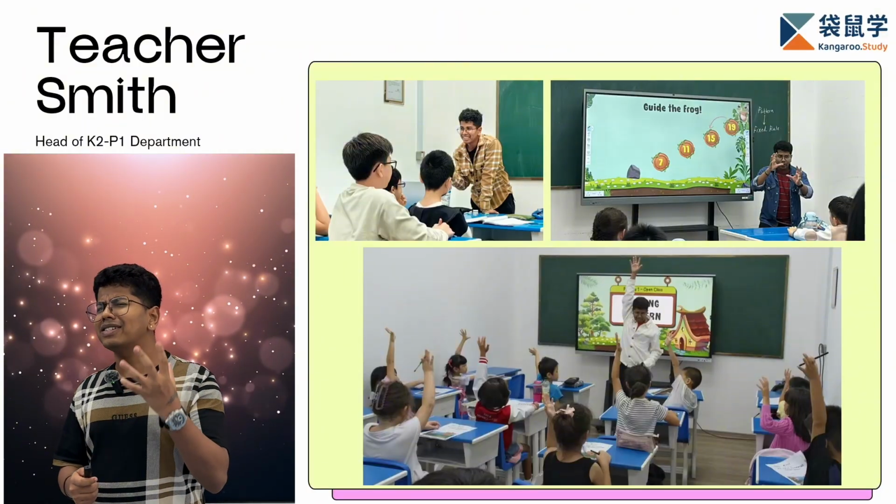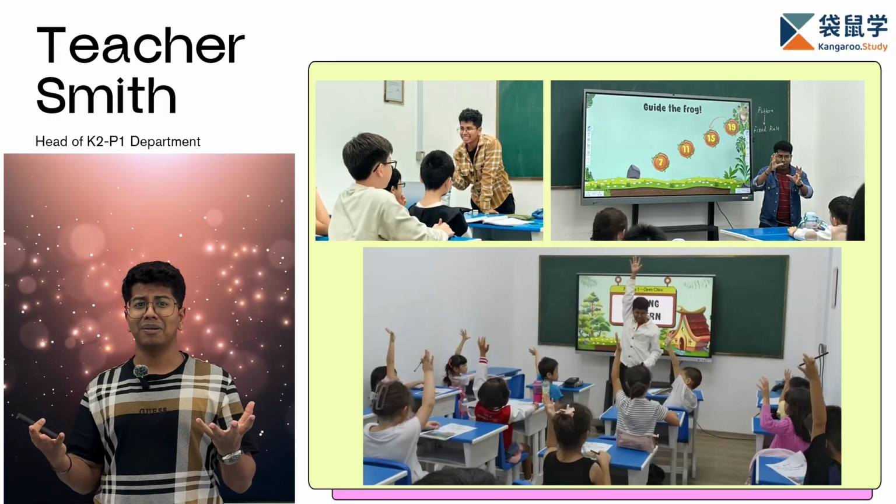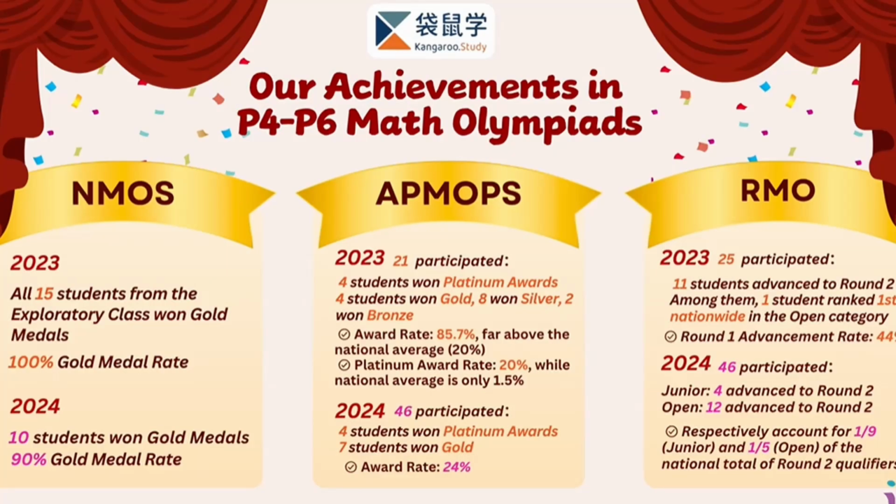To understand the system well, first we need to understand what the outcome of the system is. So the outcome is, from primary 1 to primary 3 math olympiad, our students have shown tremendous results in the SASMO, SMKC and AMC 8 competitions. Not just this, they have shown selections in the GEP results. Then from primary 4 to primary 6, in the top math olympiad competitions like NMOS, APMOPS and RMO, the results seen have blown minds.